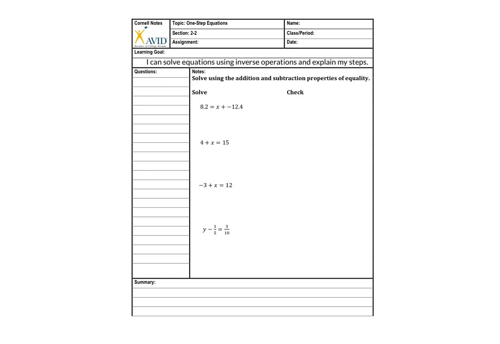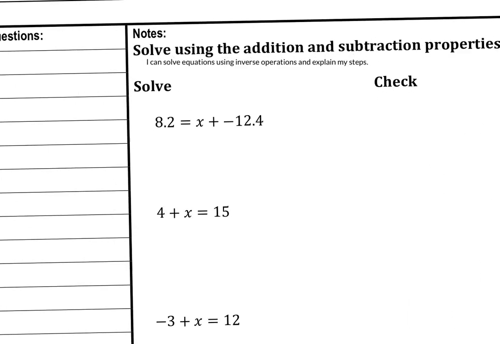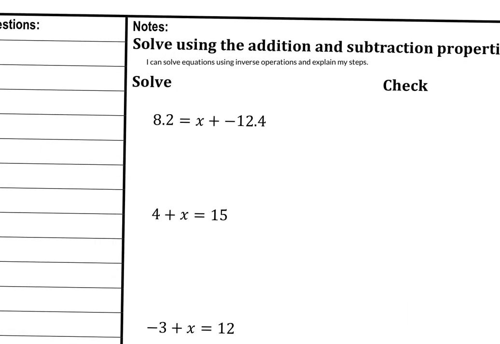Alright, so we talked about an equation being like a balance. So the first thing I like to do is draw a line down my equal sign so I can see which side is the left and which side is the right. Next thing I'm going to do is circle the variable and its coefficient if it has one. This one is just an x, and if I wanted to, it would be 1x.